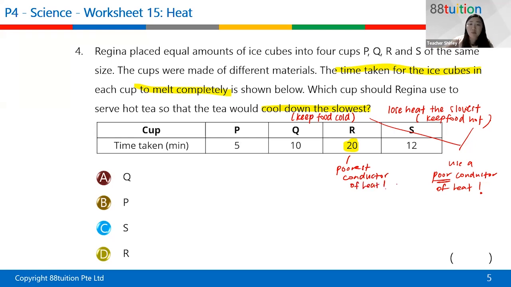Right? So it is the poorest conductor of heat. Therefore, the answer is D.